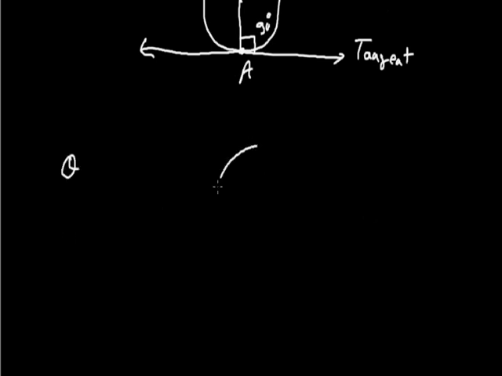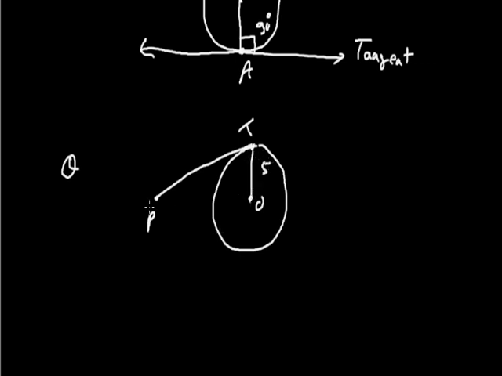So if I have a circle with center O, and there is a point P outside the circle, and there is a tangent PT, and this circle has a radius of 5 units, and the point P is at a distance of 12 units from the center. So we have to find the length of the tangent PT.